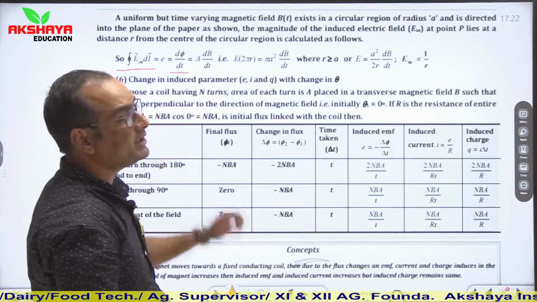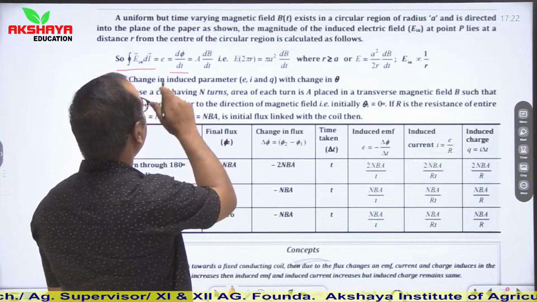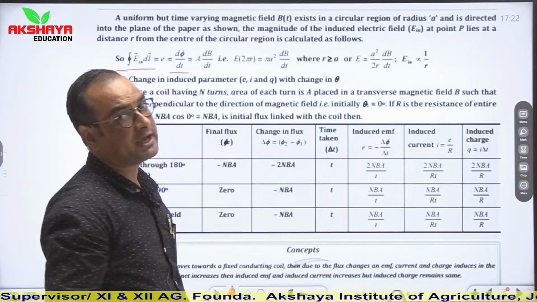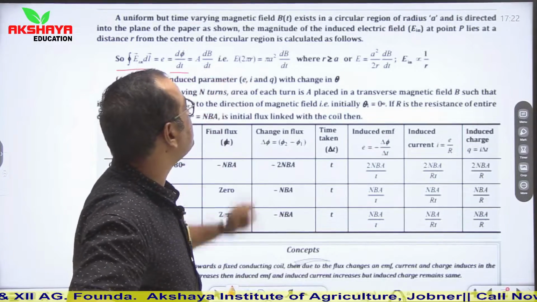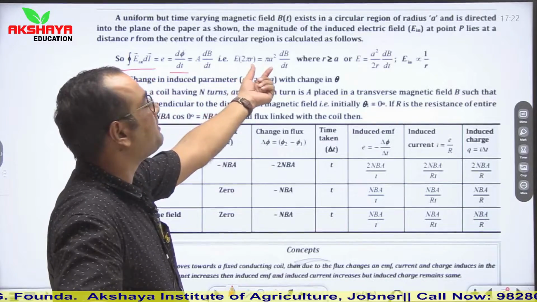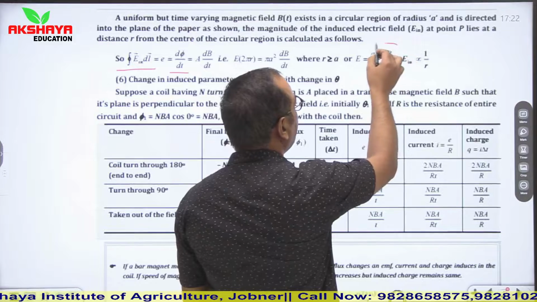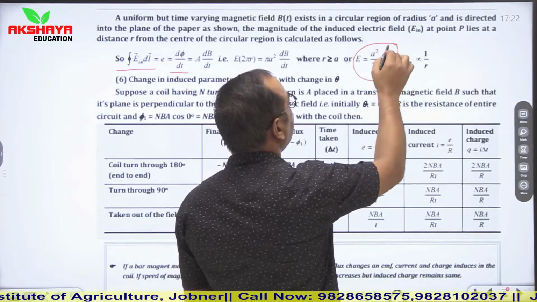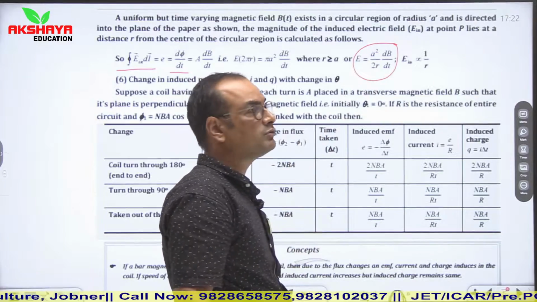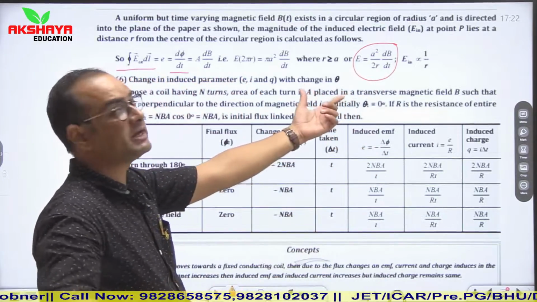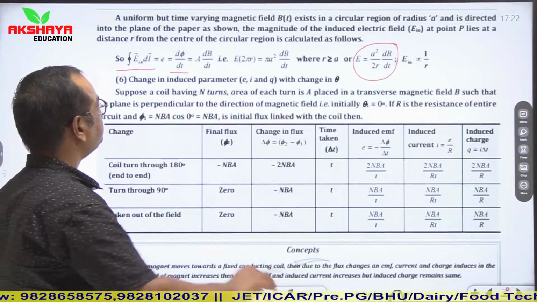Here dB upon dt is the time dependent magnetic field, and then closed integral dl. In the case of a circular coil, closed integral dl is the length of its circumference, which is 2 pi r. Area is pi a square. So we can say that E is equal to a square upon 2r into dB upon dt. It means induced electric field is inversely proportional to distance r. If distance is increased, then electric field intensity will decrease.